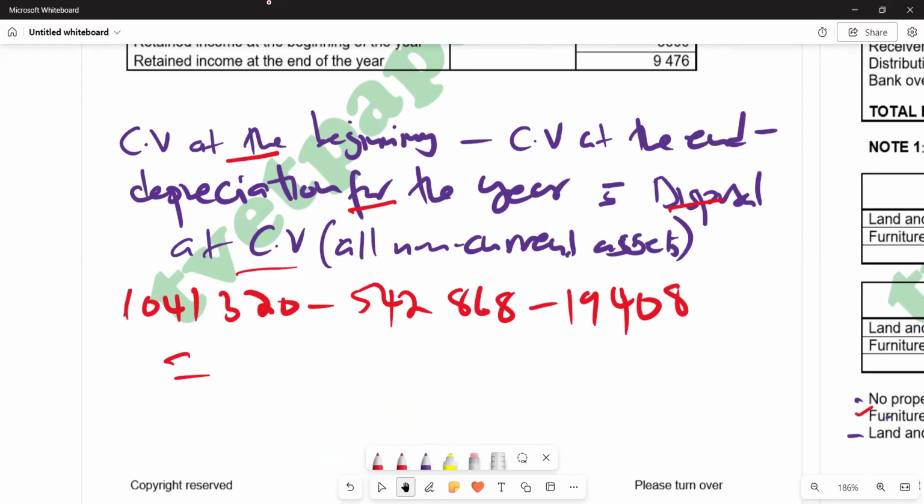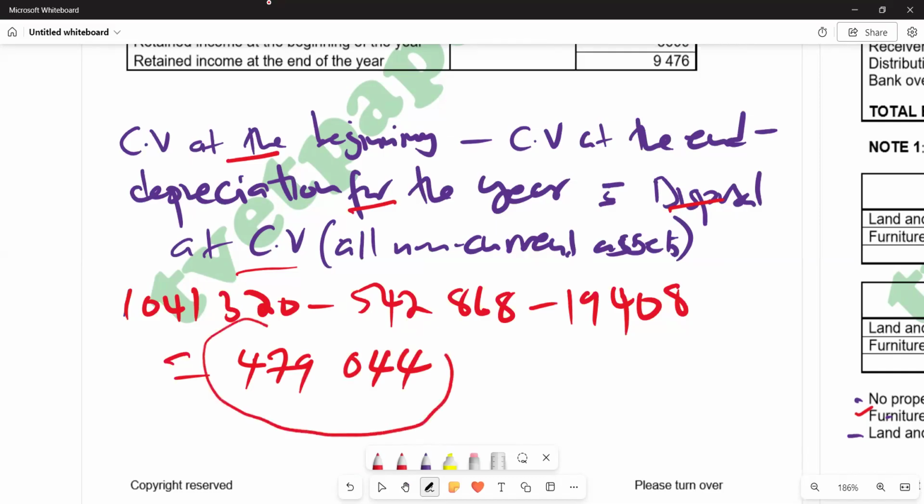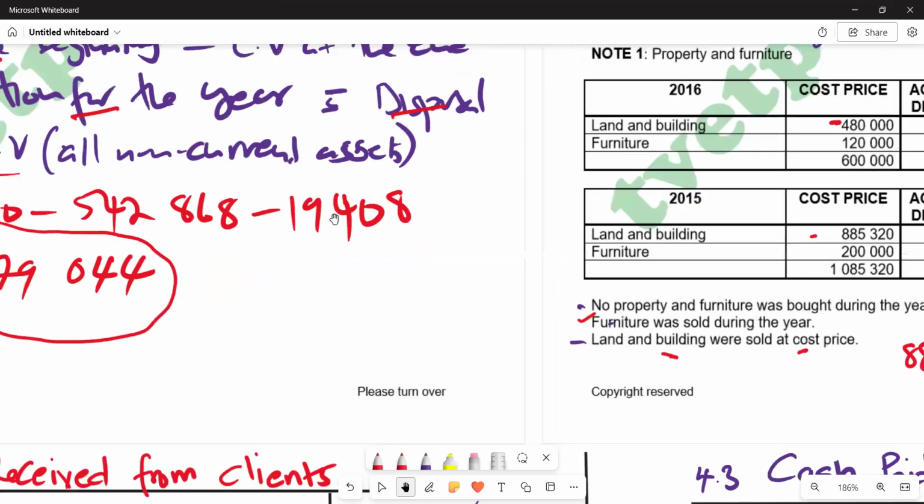1,041,320, and then you subtract your 542,868, and then you subtract 19,408. And then the figure that you are supposed to get there is 479,044. So inside this 479,044, we have got two disposals. If you come to the information that we have here, you would see that the non-current assets that were disposed or sold, we have got land and buildings here, and also furniture.